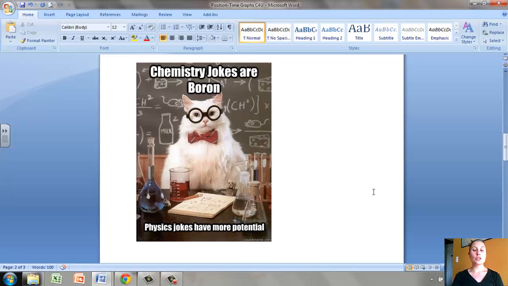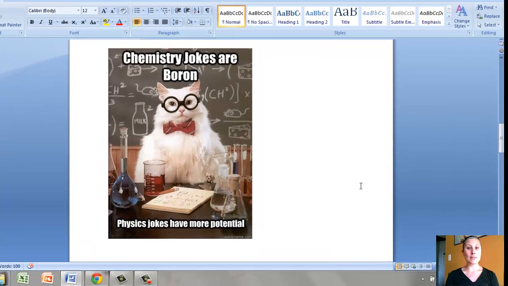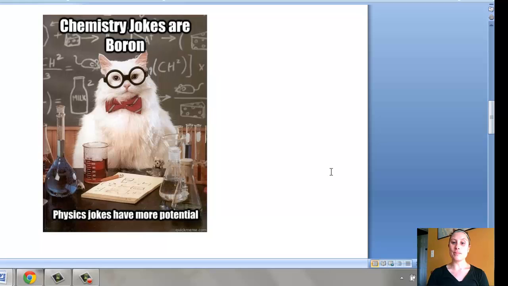Okay, so before we get to the checks for understanding for this section, I thought that everyone might appreciate a physics joke. And who would have thought that Chemistry Cat would be part of a physics joke? Well, I certainly didn't. So take a minute to enjoy this, and we're going to go on to the check for understanding questions.